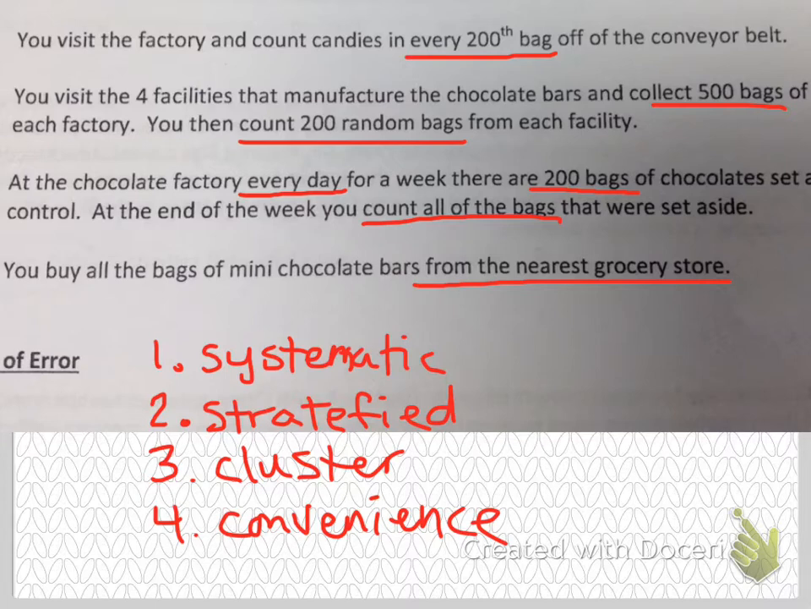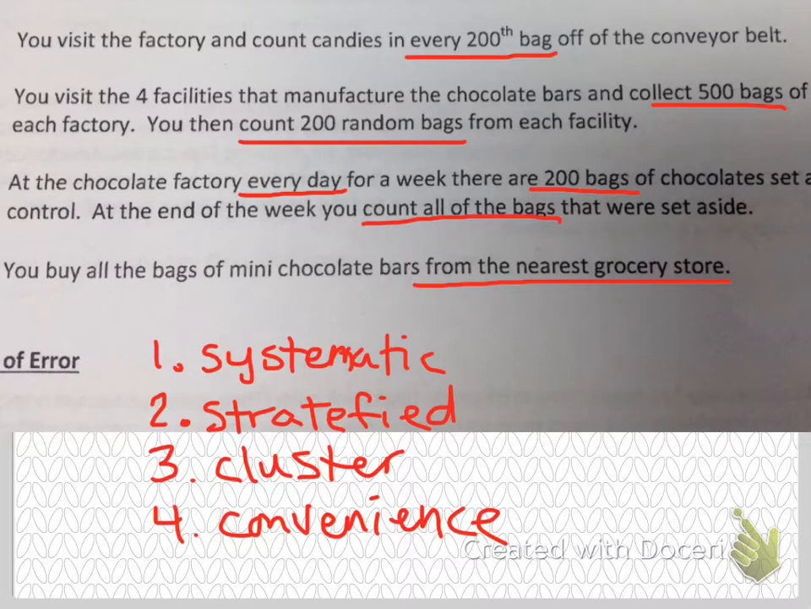For visiting the facilities that manufacture chocolate bars, collecting 500 bags at each factory, if you don't use all of them, you only count 200 random bags. That is a stratified random sample. So stratification, they're in groups. Each set of 500 is a group, but then the stratified part comes from pulling only 200 of those out.